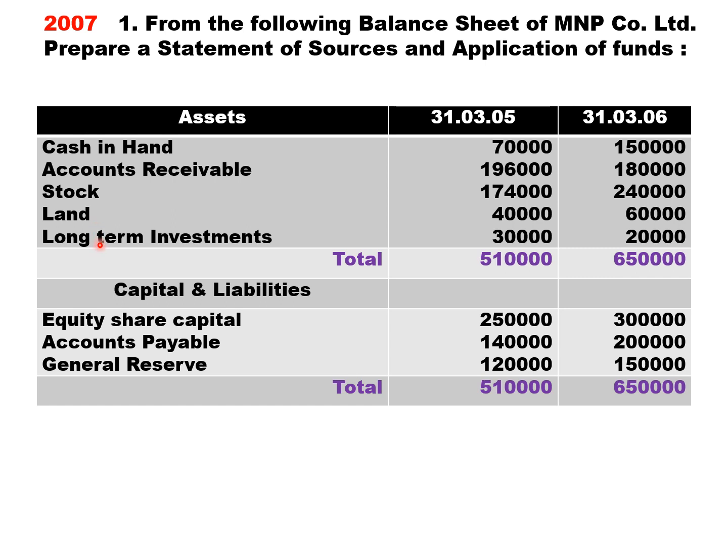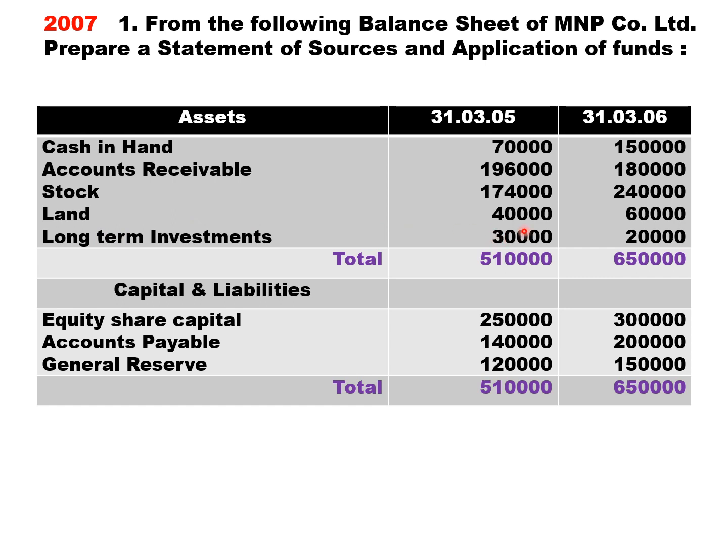Long-term investment is not a current asset, so it will come in FFS. So 3 current assets we have, 2 non-current assets we have. So current assets will come in statement of changes in working capital, and non-current assets will come in fund flow statement.